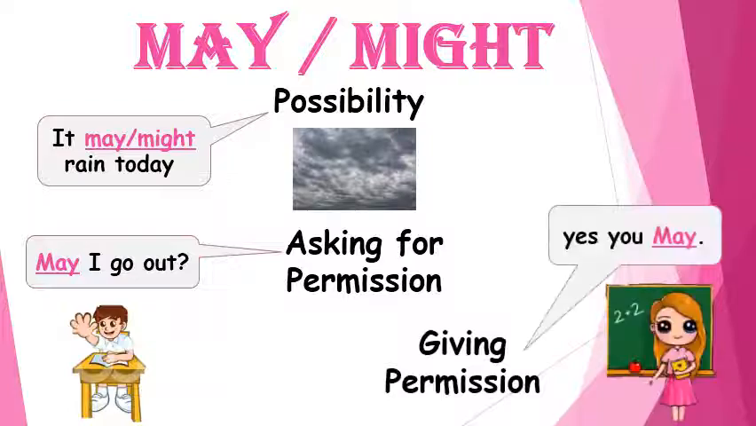Giving permission: the teacher here says, yes you may my dear. So the teacher here is giving permission and the student is asking for permission. And all these are expressed in the simple present, of course.